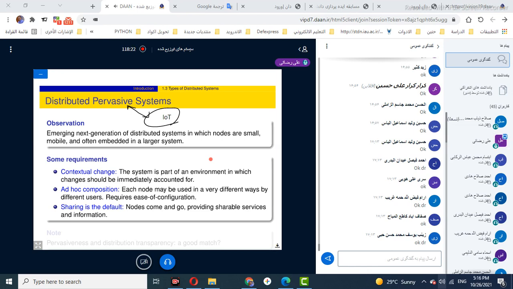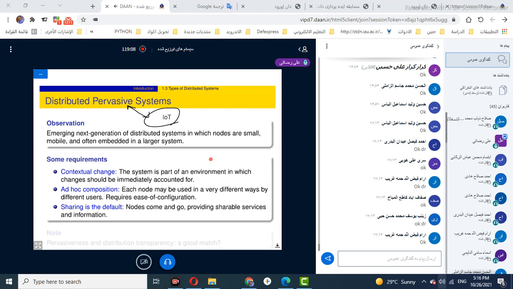The system is part of an environment in which change should be immediately accounted for. So your mobile phone, your smartwatch, your computer, anything you carry with yourself should react to this environment. And also, the environment should react to you. For example, in the train, systems should account for your presence. They should provide you with some information, push some messages to your mobile phone, and offer any other value-added services they may want to provide.